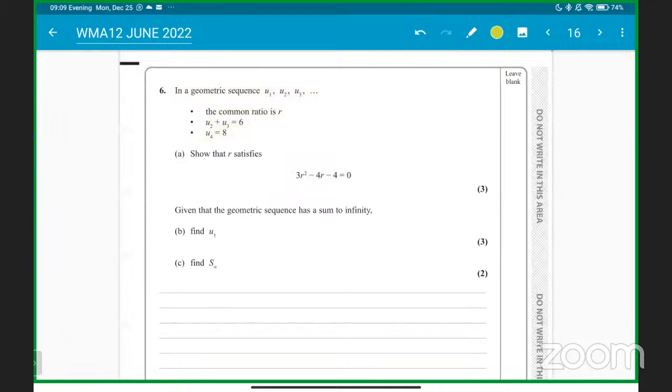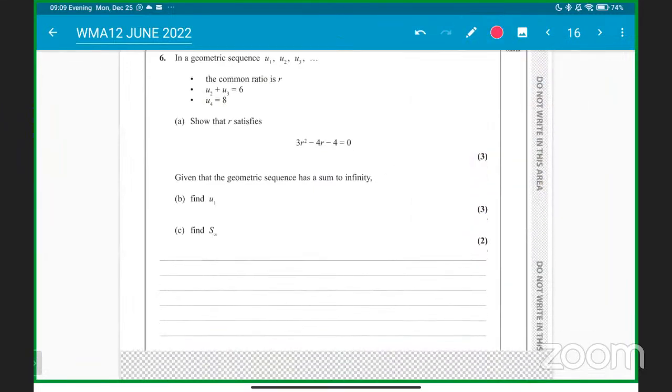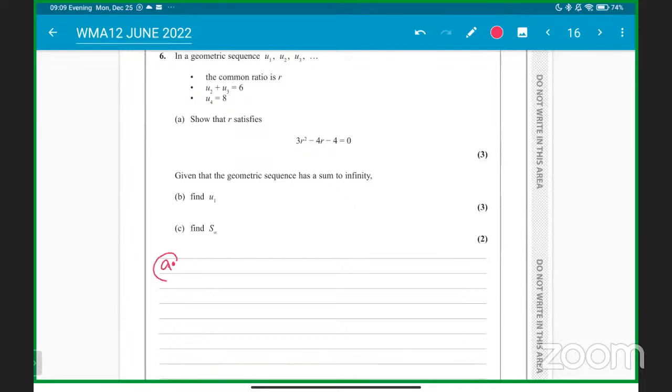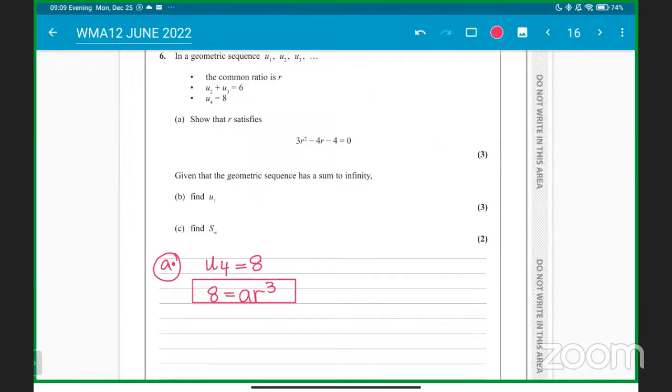Okay, everyone following? Clear? So how are we going to do this? It's very simple. It's not a word problem. For part A, we already know that U4, the term number 4, is 8. So in a geometric sequence, 8 is equal to AR to the power 4 minus 1, that will become 3, okay? 8 is equal to AR power 3. Understood? Got it?